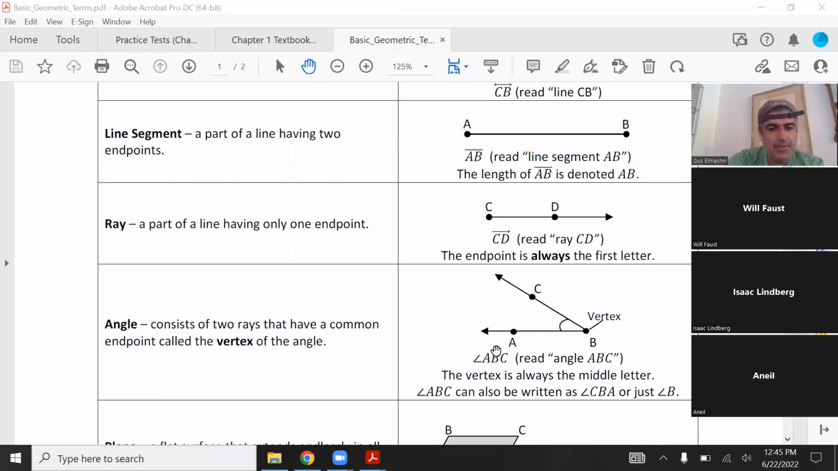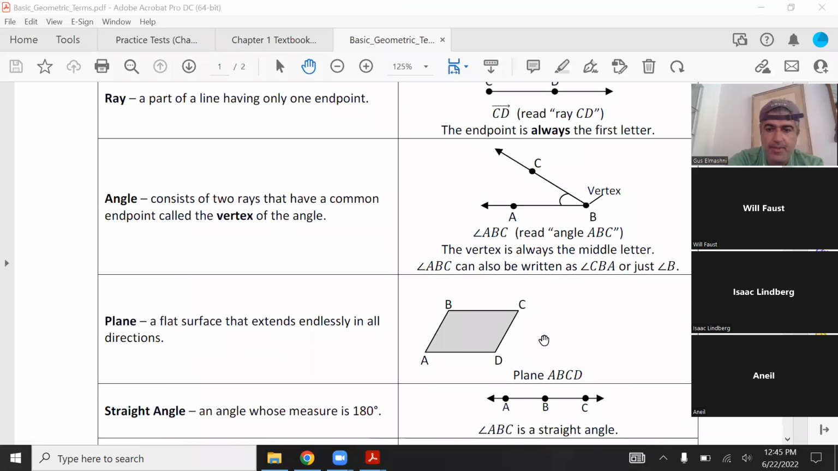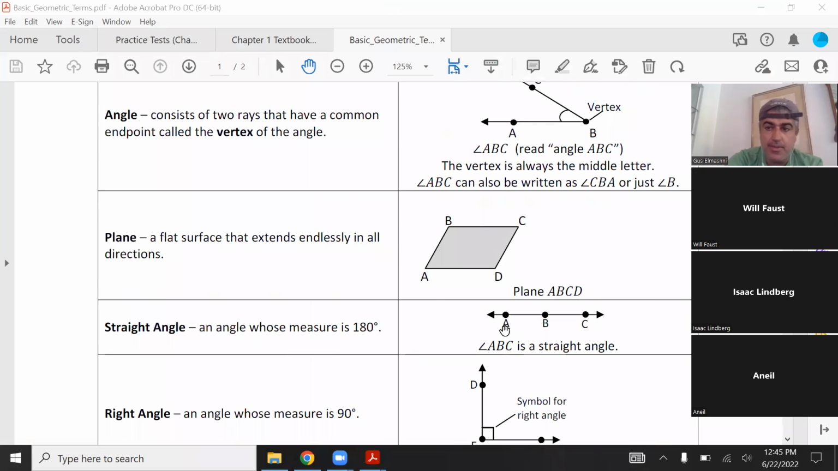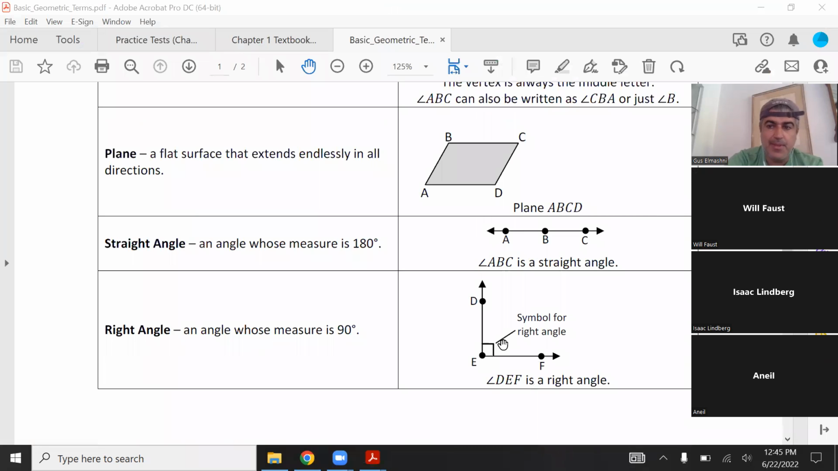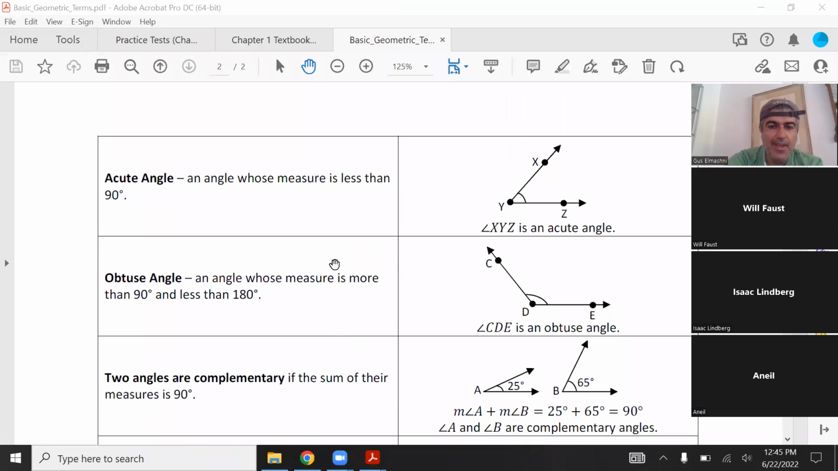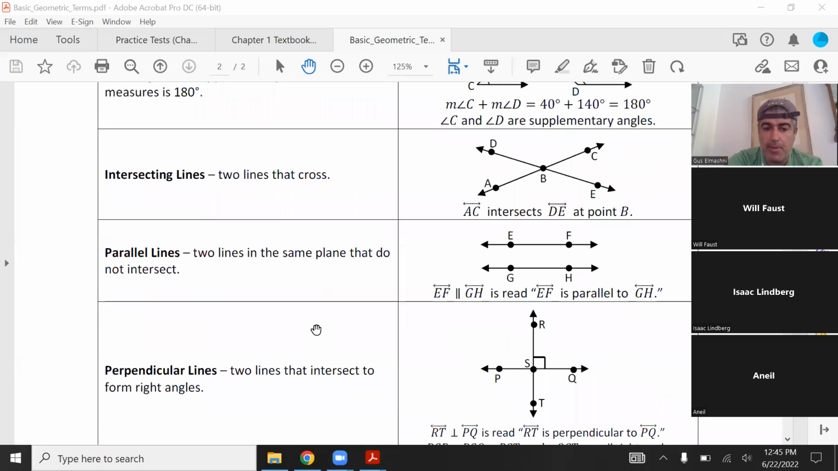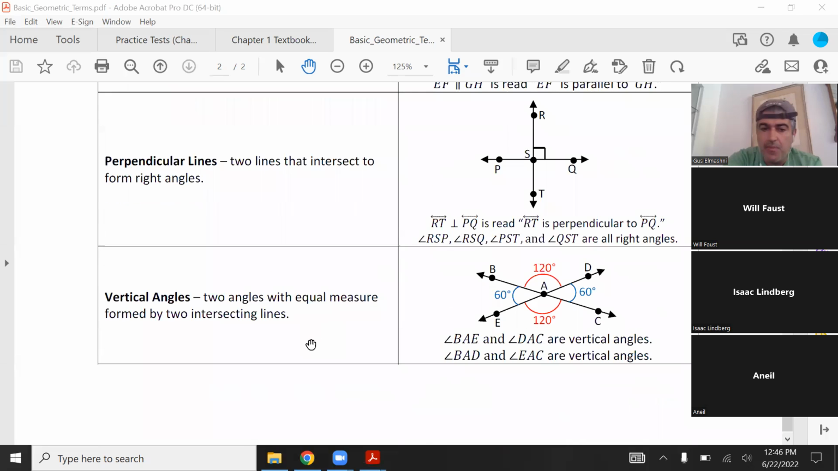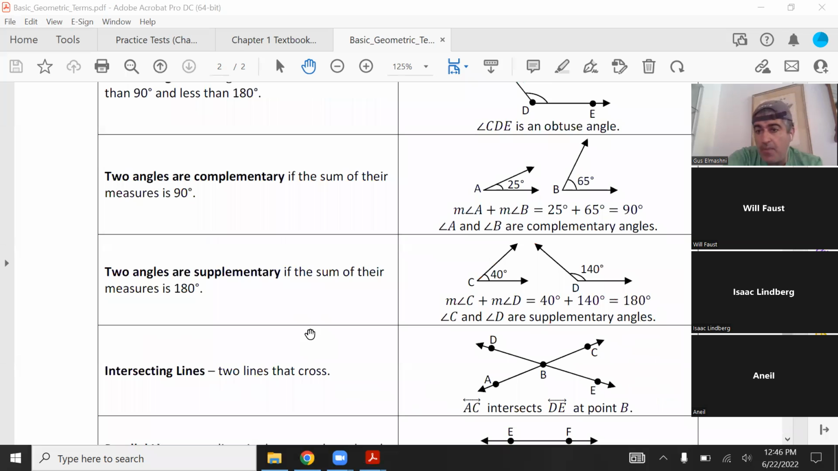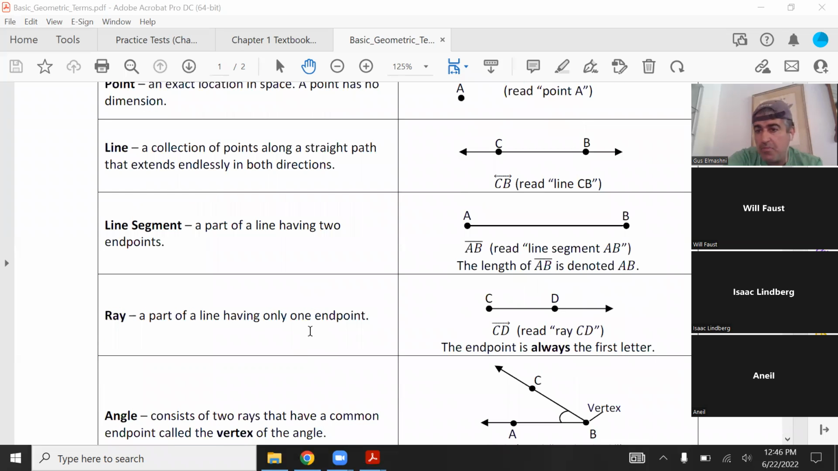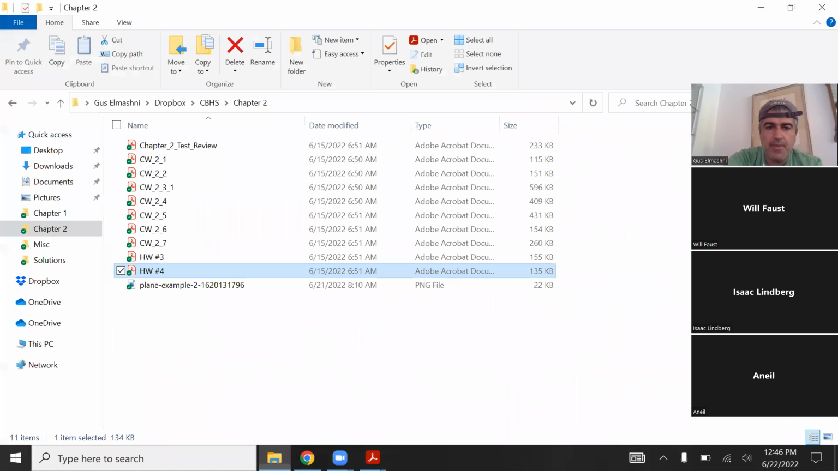What an angle is. There's a diagram. What a plane is. There's a diagram. What a straight angle is. There's a diagram. What a right angle is. There's a diagram. Sound like a broken record. Acute, obtuse, complementary, supplementary, intersecting, parallel lines, perpendicular lines, vertical angles. So I would have this out just as a reference, or just make sure you understand it. So I think that's pretty basic.